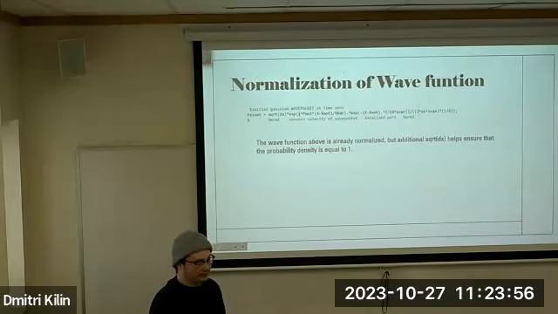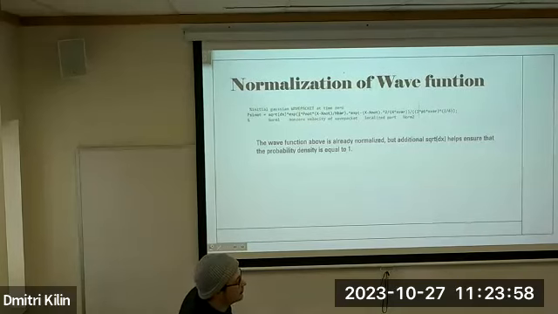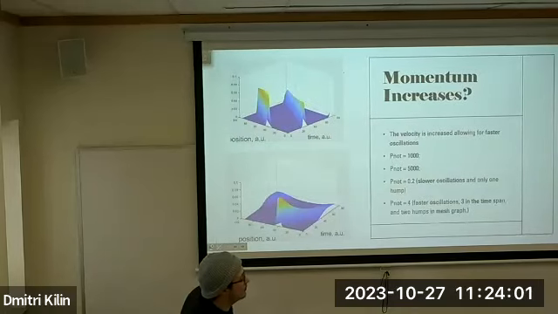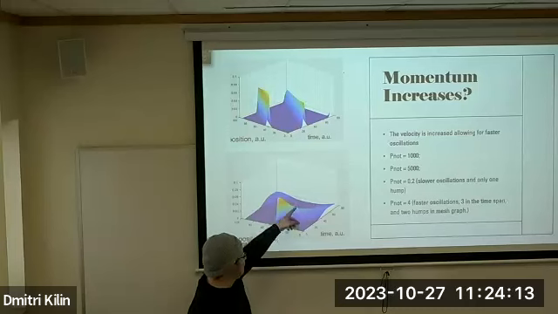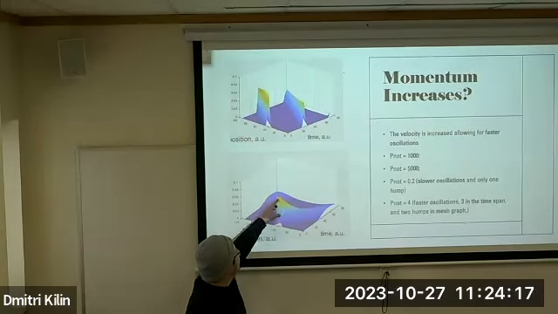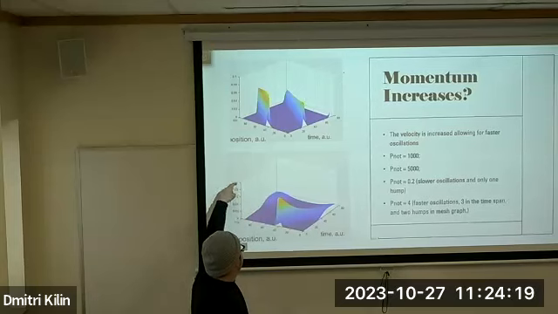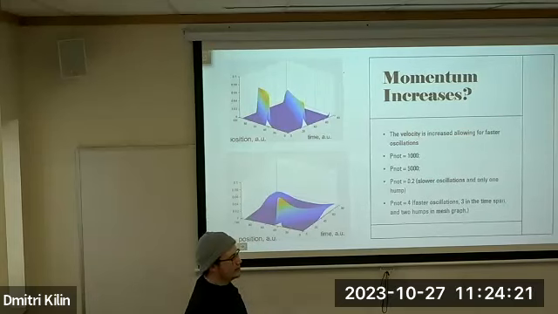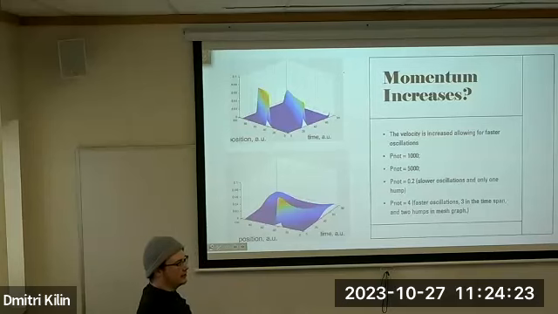Can you go back to your blue figure? Which one? The blue one, I guess. This one? Yeah, this one. So I guess you have time, you have position. What is your third axis? Third axis, I'm assuming is the height of momentum. It just went really high. I don't know.